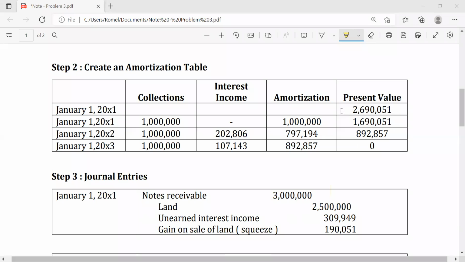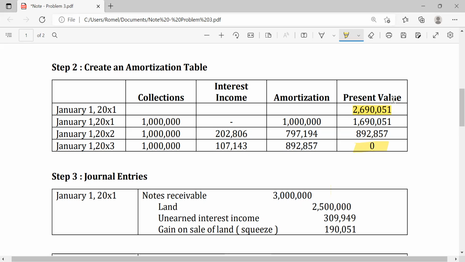As you can see, the present value is 2,690,051. So ito yung present value as of January 1, 20x1. And then what happens? By January 1, 20x1, makokolekta na natin ang first collection, which is 1 million pesos. So because of that, ang effect, take note, no, na pag present value, what do we expect pag installments? At the end of the term, the present value will be equal to 0.